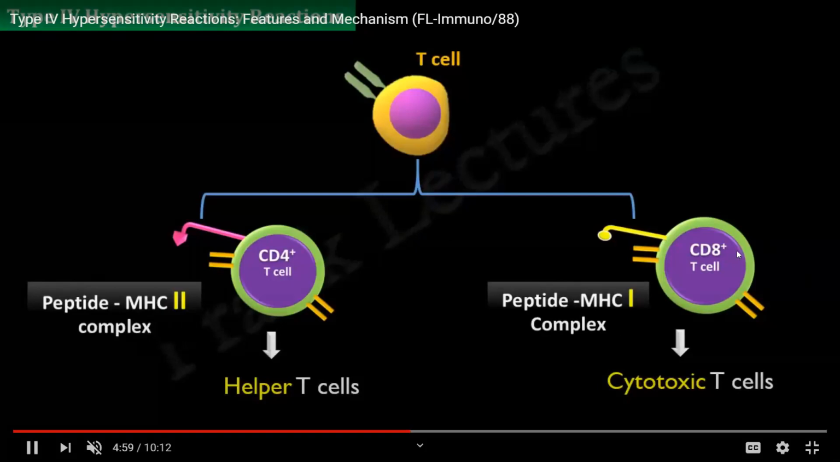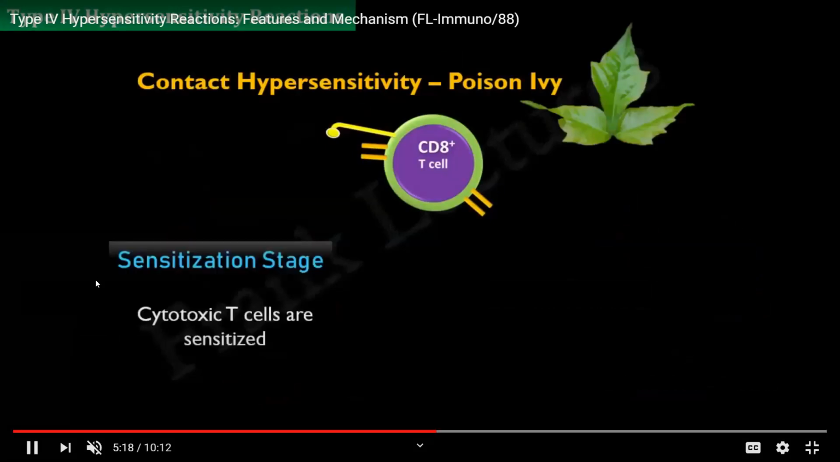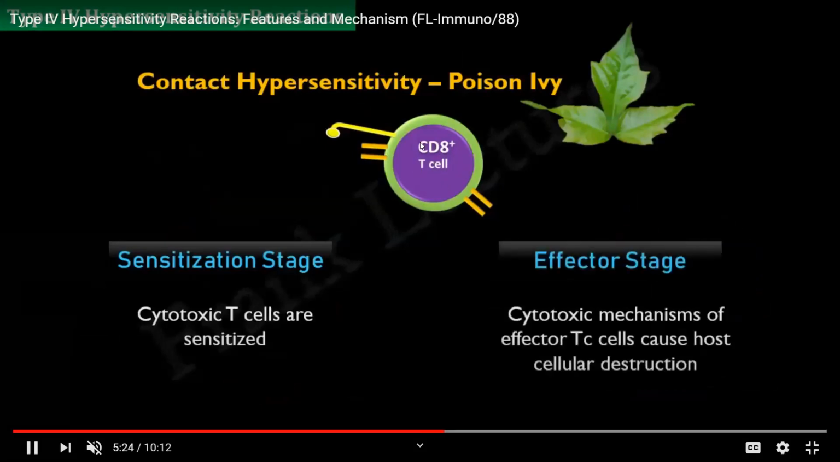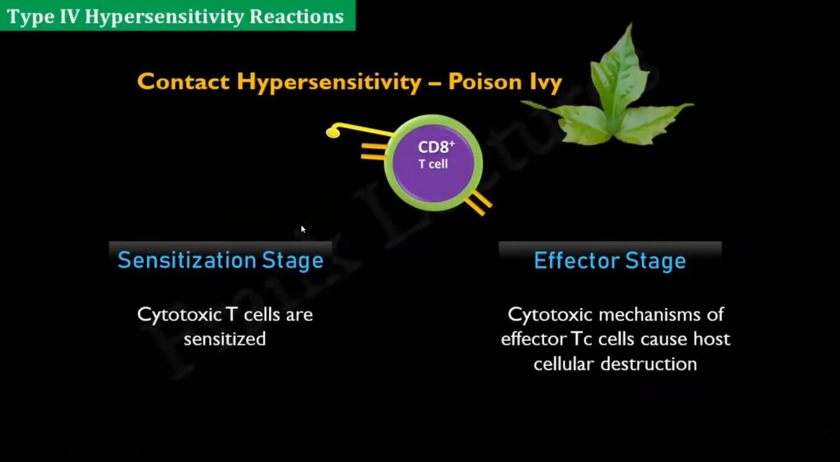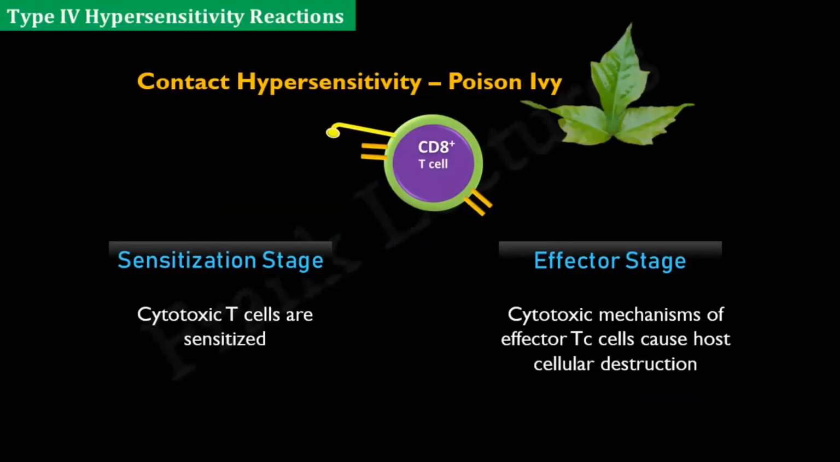Now let us take an example in which poison ivy comes in contact with a person for the first time. That is contact hypersensitivity with poison ivy, happening for the first time, so that will be the sensitization stage. Here the CD8 positive T cell will first come into effect. In the sensitization stage, the cytotoxic T cells get sensitized first. Then in the effector stage, the cytotoxic mechanism of the effector cytotoxic T cell causes host cellular destruction within a very short time once the sensitization stage is over.